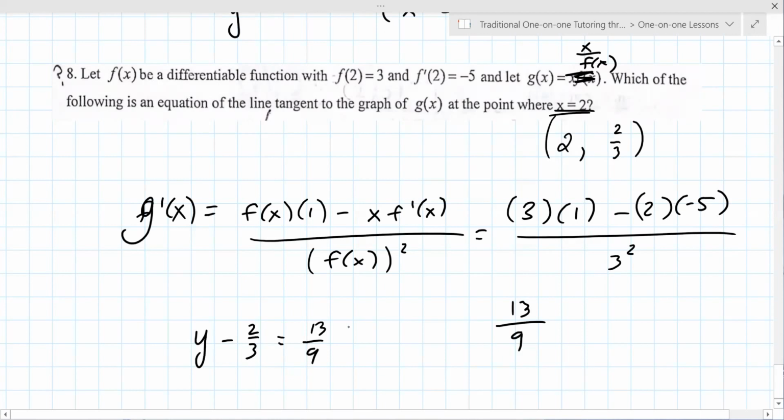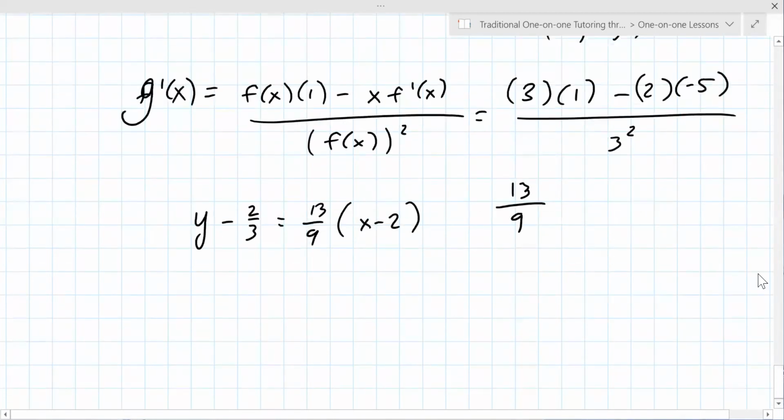That's right. Now, if you wanted the normal line, what would be the change to this? Y minus 2/3 equals -9/13, yeah, times x minus 2. Okay, great.